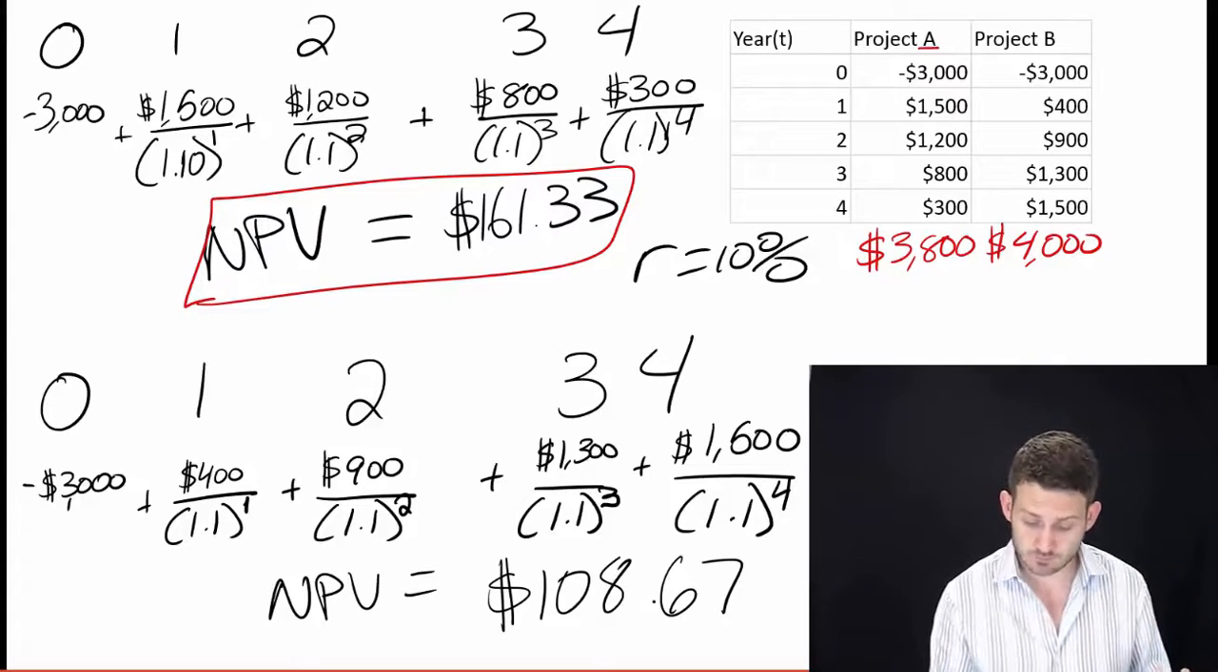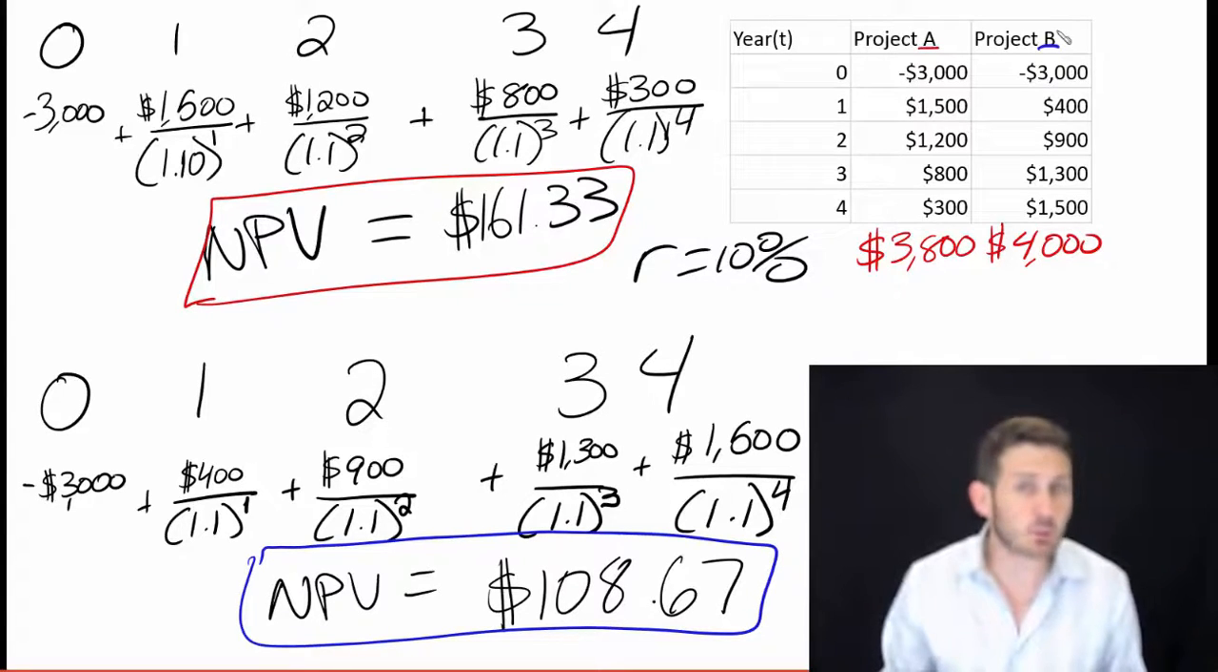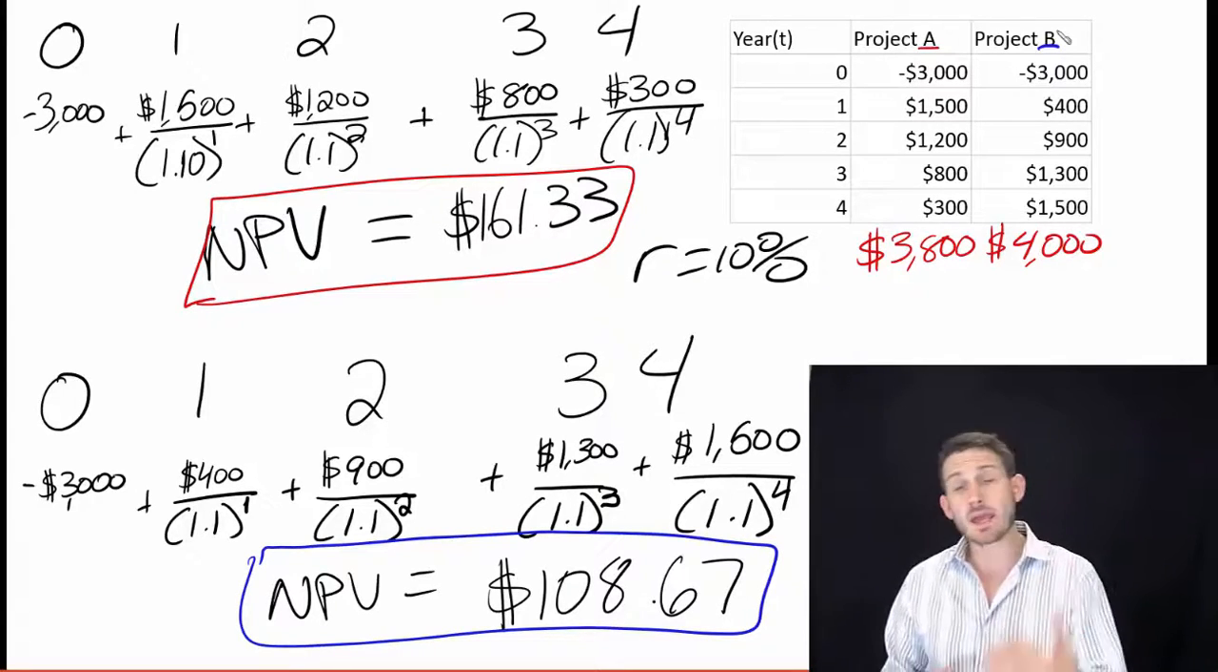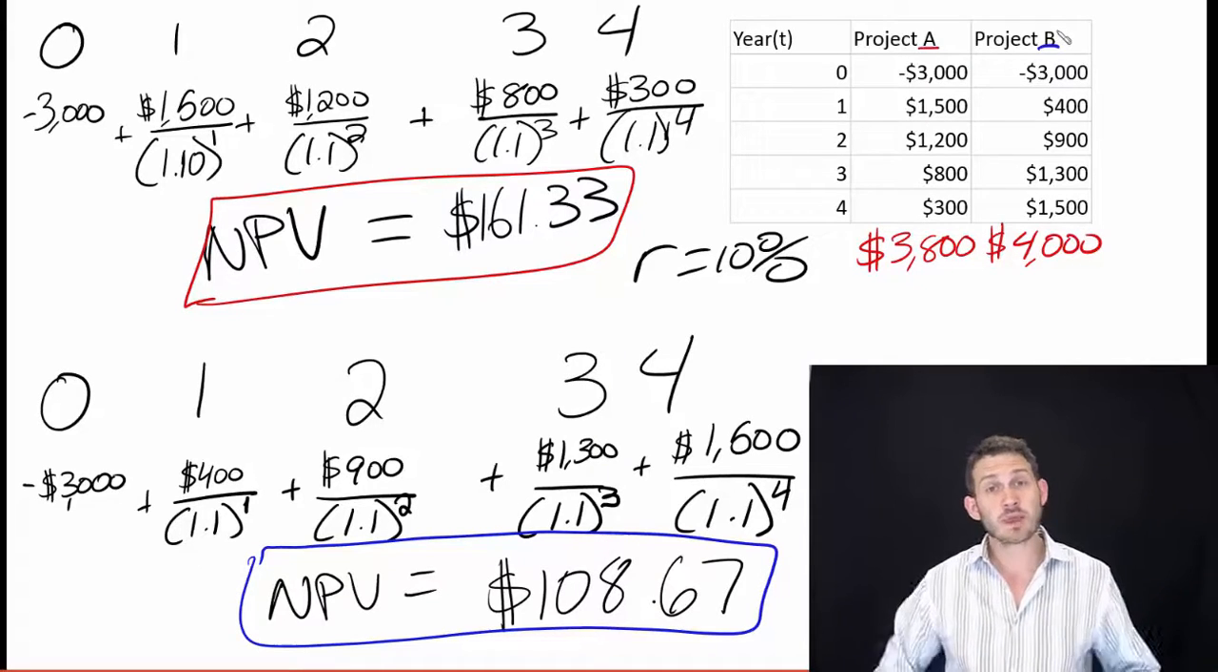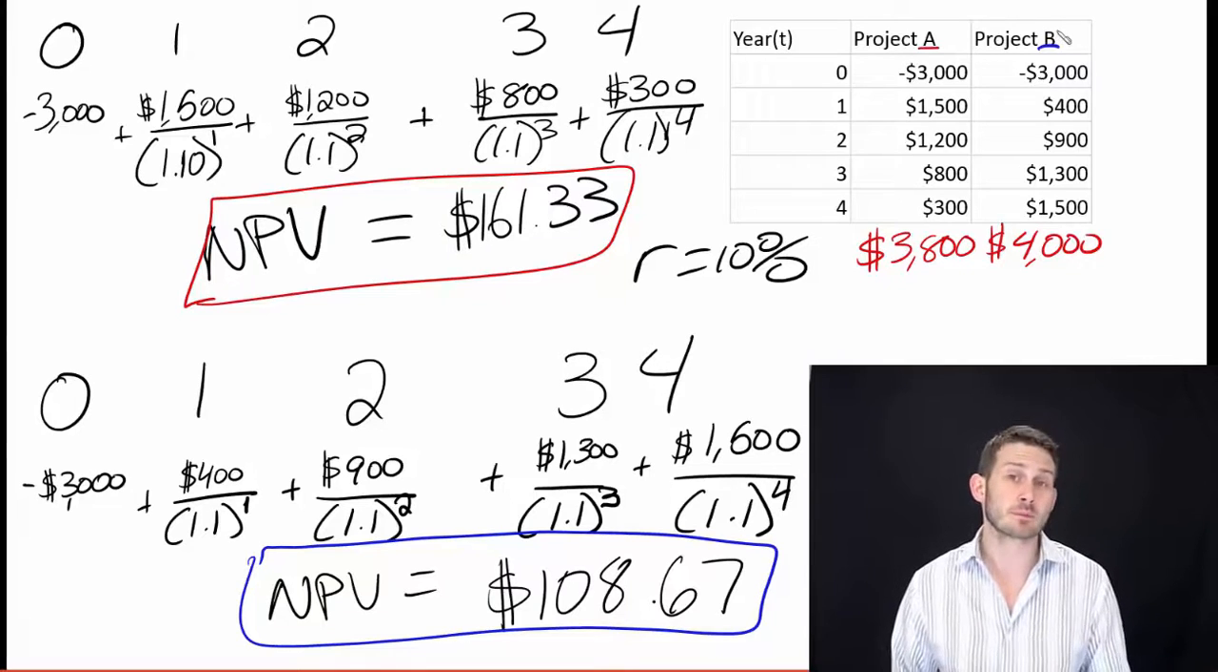Okay? So that means now we have two NPV values for Project A and for Project B. So is Project B a project we should be doing? Yes, it's going to increase our wealth by $108.67. Okay, so that is a project that we should be doing.